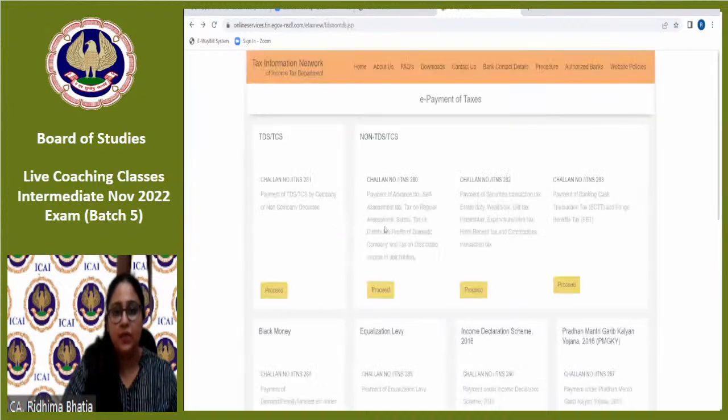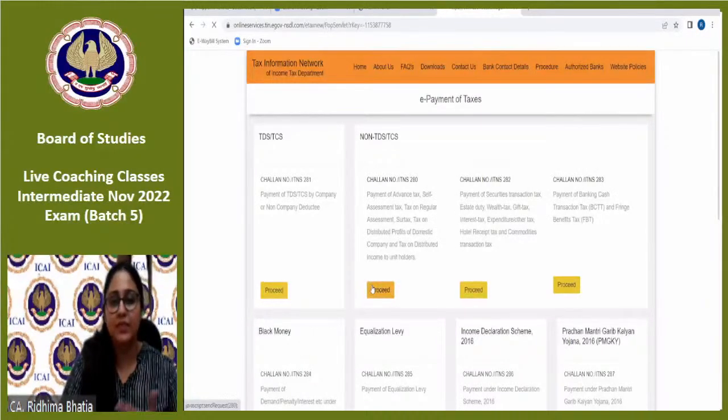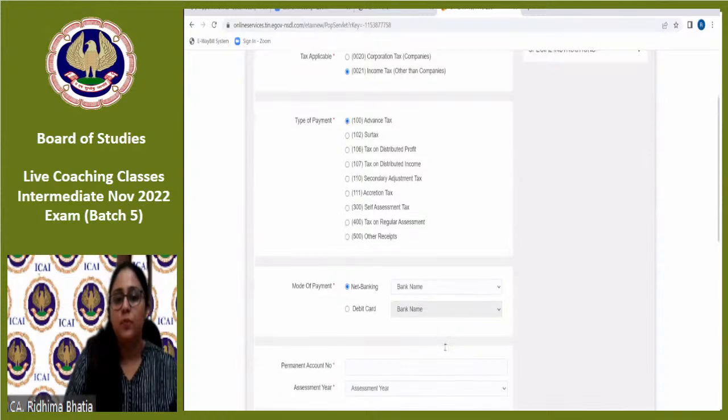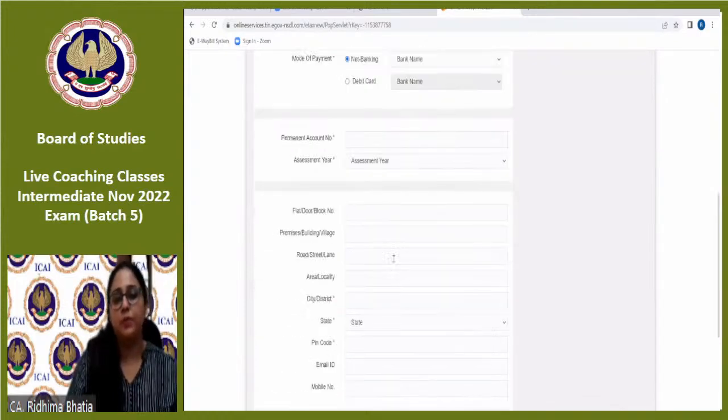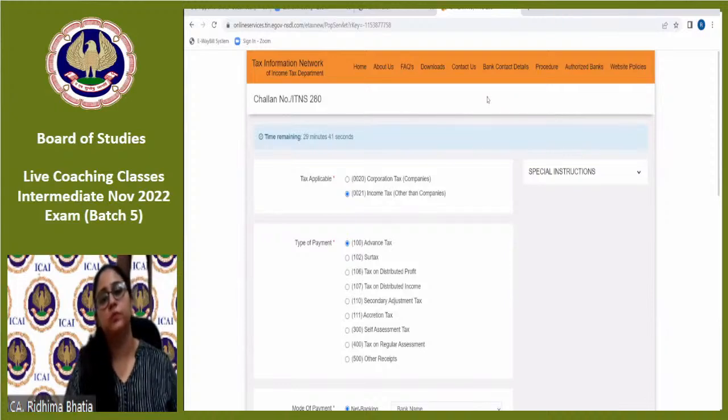Advanced tax is 280, for advanced tax and self-assessment tax. Self-assessment tax is the tax which you pay after your previous year, which we'll see in the next class. You have to just simply select whether you're a company or other than company. If I'm other than company, I'll just click on the 100 column and then I will put in my amount, my assessment year, my permanent account number, and that's it. This will be redirected to your internet banking and all those things.